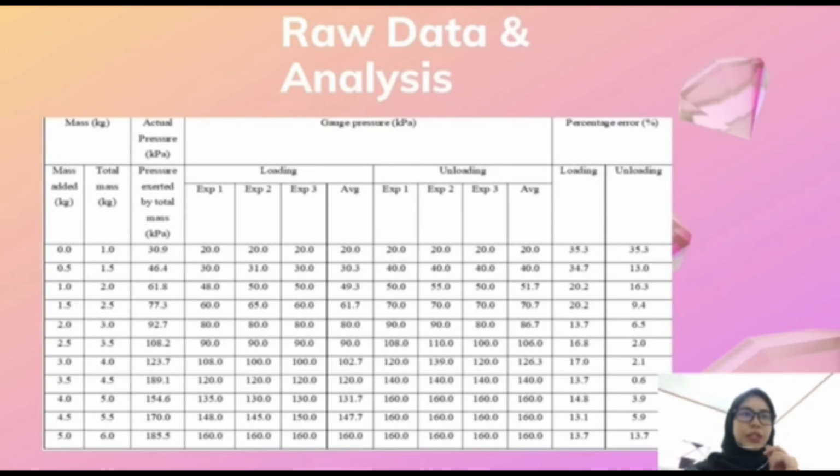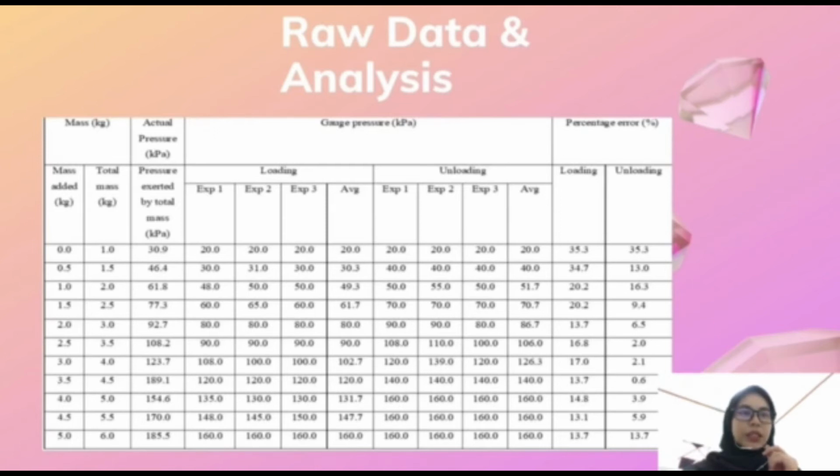Next, we also record actual pressure and the gauge pressure. For the actual pressure, which is the pressure exerted by total mass, we can see that the pressure increases as the total mass increases, starting at 30.9 kilopascal for a mass of 1 kg and ending with 185.5 kilopascal for a mass of 6 kg. Gauge pressure is also the same, where pressure increases as the total mass increases.